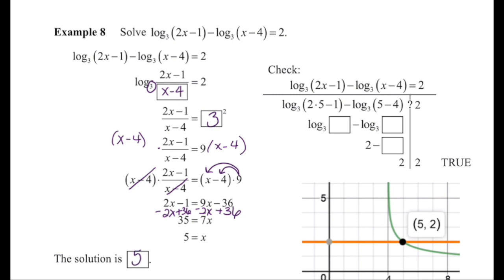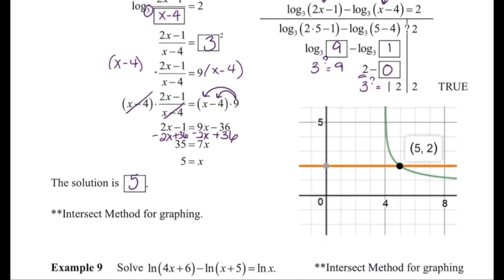We want to check to make sure that that works. So I substitute 5 wherever we see x. We'll now have log base 3 of 9 minus log base 3 of 1. I know that 3 to what power is 9, and 3 to what power is 1. Well, since 3 squared is 9, that gives me 2, and 3 to the power of 0 gives me 1. Therefore, 2 minus 0 is 2, and it checks out.